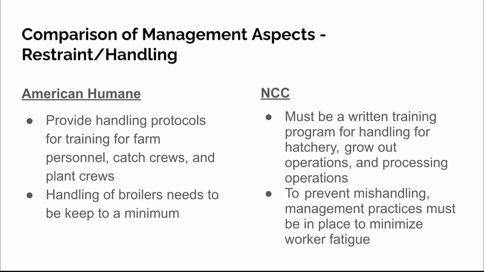Next, we have restraint and handling. Looking at American Humane, they want to see that they're providing handling protocols for training for farm personnel, catch crews, and plant crews. And they also want to see handling of the broilers kept to a minimum.